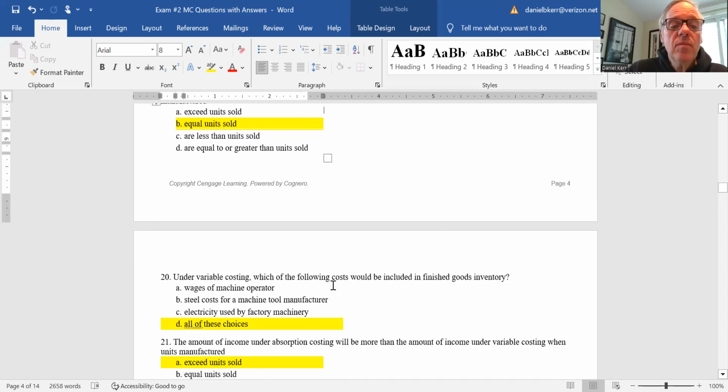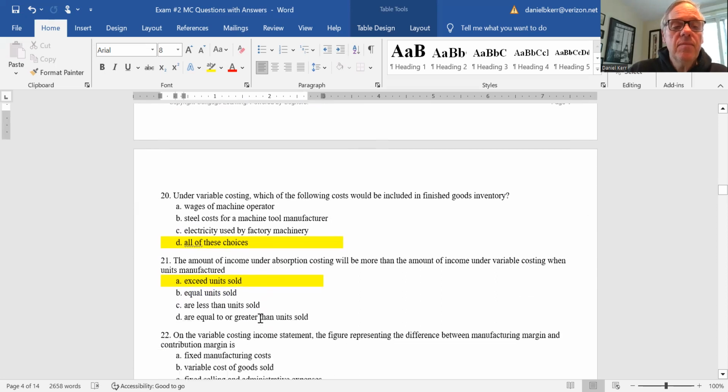Number 20, under variable costing, which of the following costs would be included in finished goods inventory? Wages, steel, electricity, all of the variable costs. And this is where a number of you lost points when you did the detailed problem on variable costing. You're going to have ending inventory under variable costing, but it's only going to include the variable costs of manufacturing, which includes wages, steel, and electricity in this case. So the answer is D.